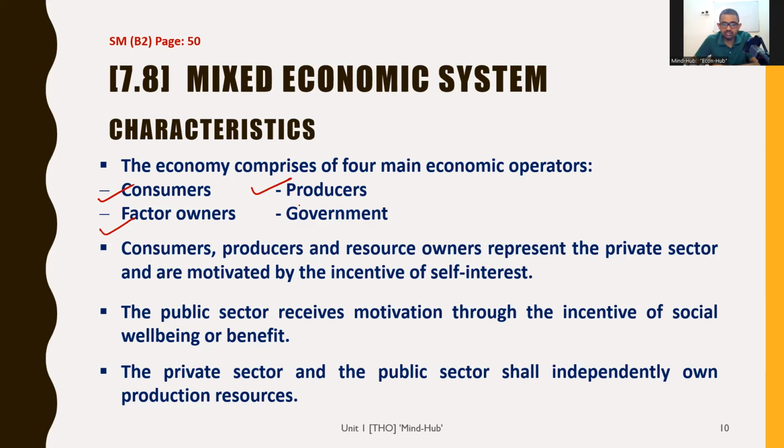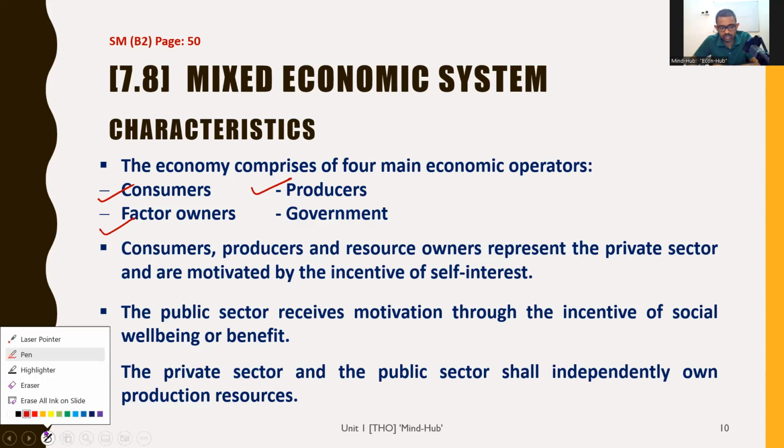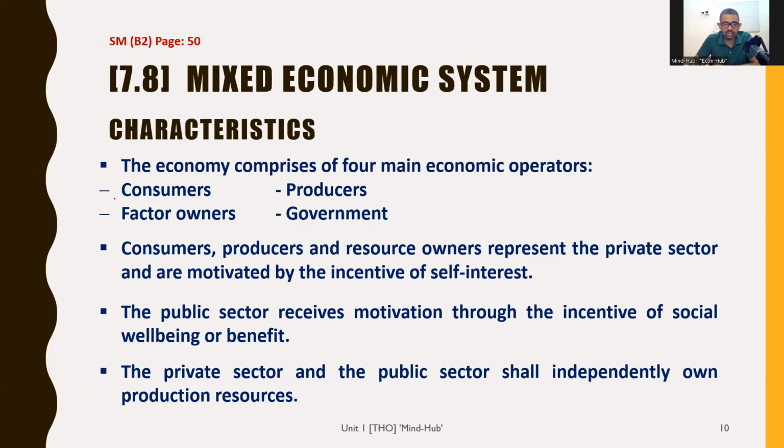In a command economic system, we have consumers, okay? Producers, we don't talk about. We talk about the government, right? Government is the producer. And we don't say factor owners. We only have labor units. Why only labor units? Because the land and capital is owned by the government. Entrepreneurship is provided by the government. Land, capital, entrepreneurship is government. The only thing remaining is the labor. So we don't need to say factor owners, labor units. And we don't talk about producers, meaning the private sector doesn't do anything much in a command economy.